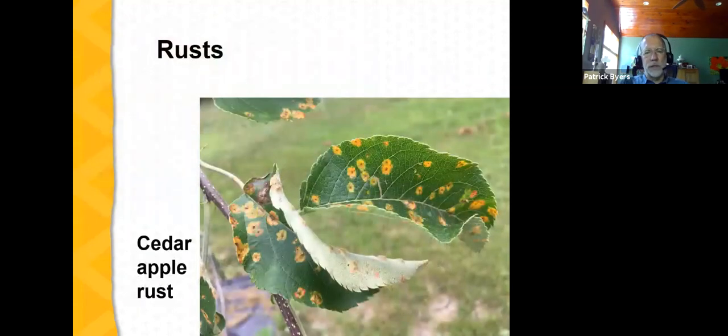Rust diseases. Here's an example of a rust disease. Rust diseases are interesting because in many cases, the disease requires more than one host for the pathogen to complete its life cycle. And in the case of cedar apple rust, one host is the eastern red cedar, the other host is the apple tree. And the result of infection on the apple are these orange or greenish orange spots on the foliage and on the fruit.